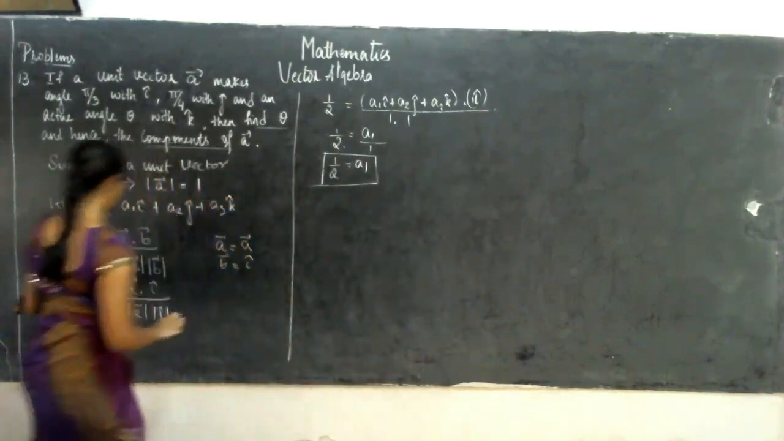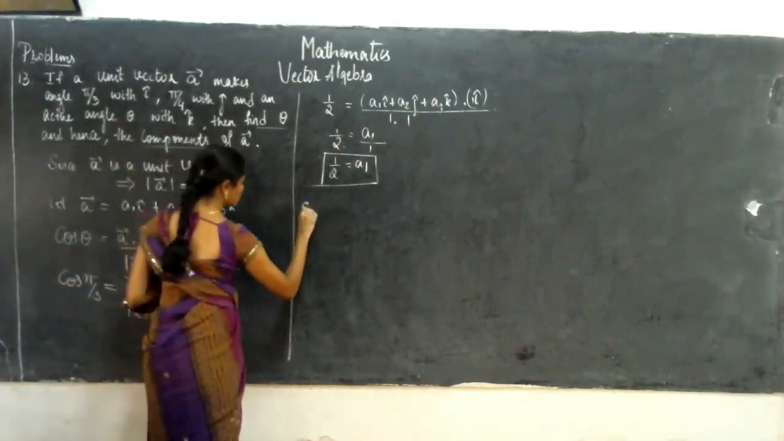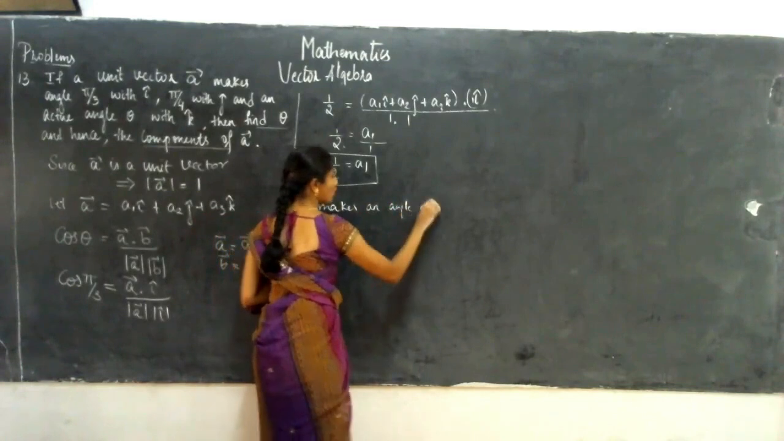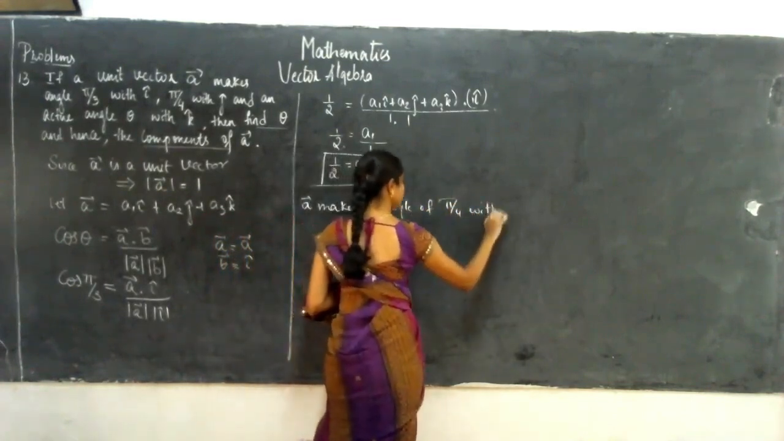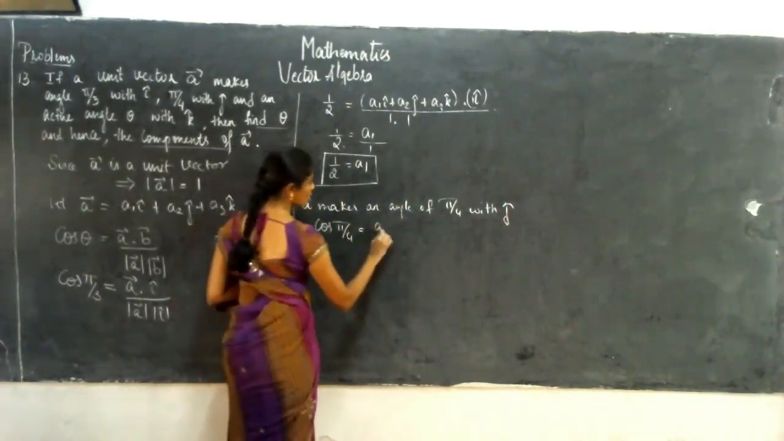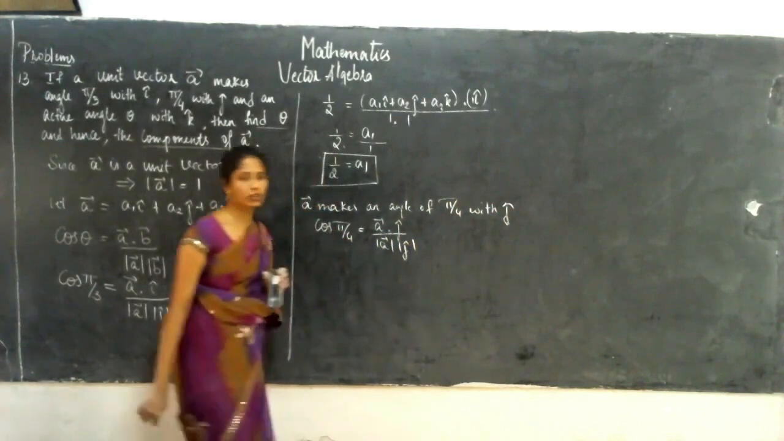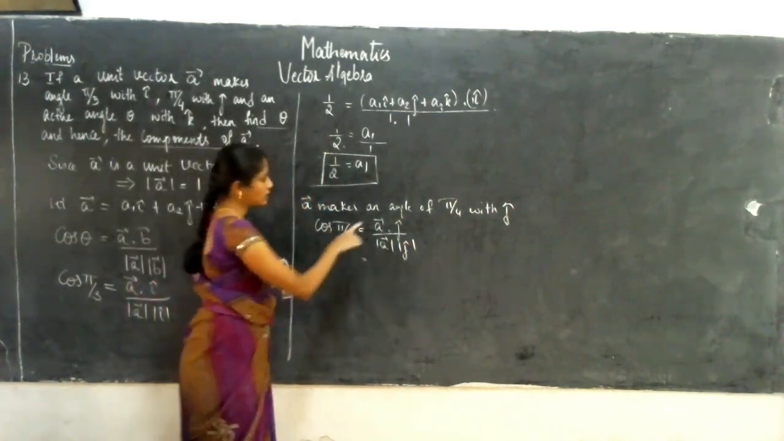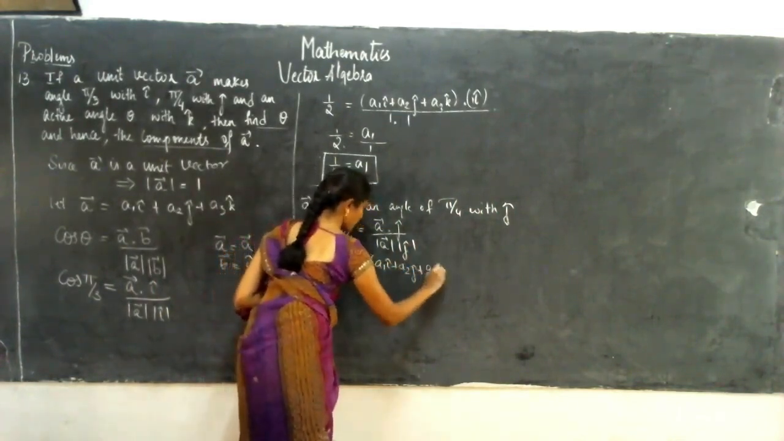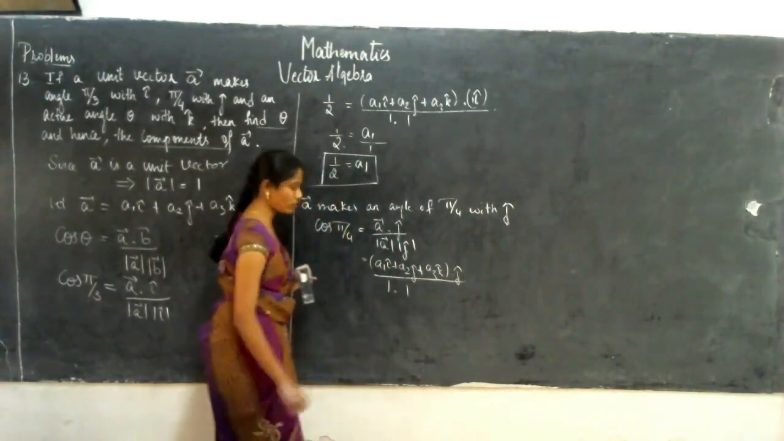So, again, I am going to apply the same formula, but can we write it directly? So here, when I say vector A makes an angle of pi by 4 with J cap, cos pi by 4 will be equal to vector A dot J cap by magnitude of vector A into magnitude of J cap. Now, see here, vector A is A1 I cap plus A2 J cap plus A3 K cap, dot J cap by magnitude of vector A is 1, magnitude of J cap is 1.